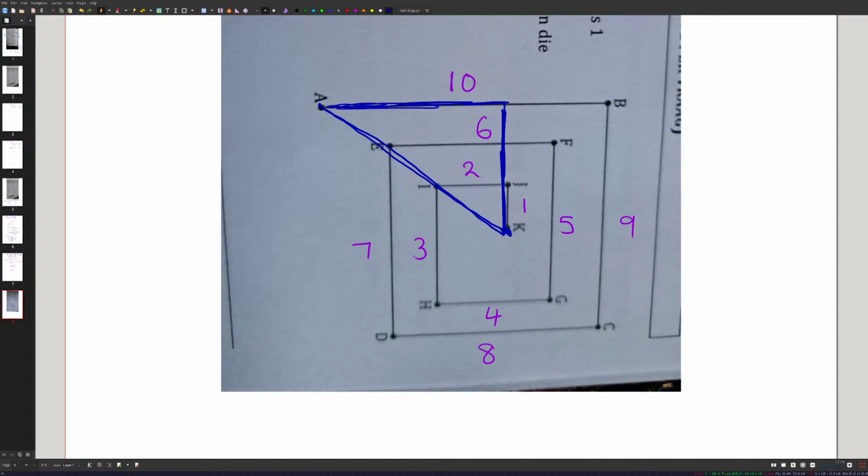If you really wanted to, you could just set up some coordinates. If this was 0, 0, this could be 10, 0. Then this is 9 down, so this is 10, 9. This is 2, 9. Then this is 2, 2, because we're going 7 up. Then we're going 6 across, so this is 8, 2.